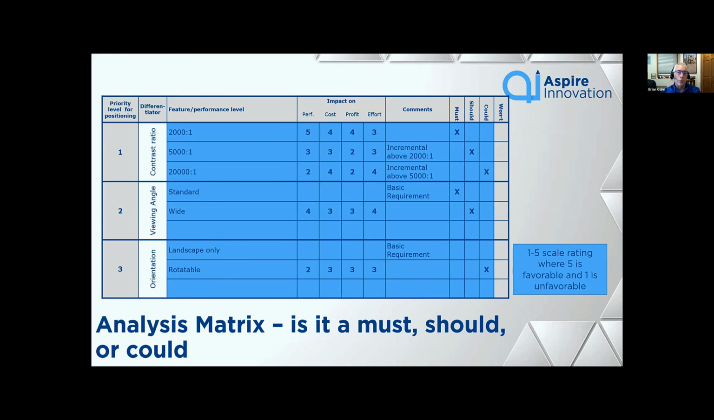But it's really important to have this discussion with both the market-facing people in your organization, your engineering, and even all the way into operations to be able to make these decisions of where things belong in this must, should, could framework or won't.